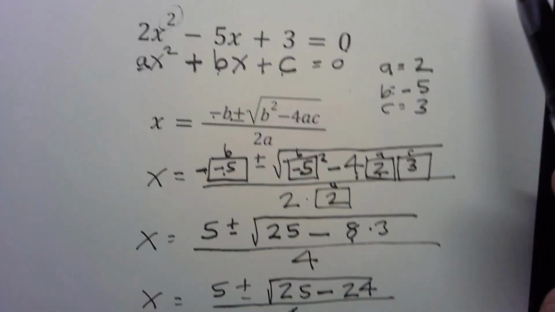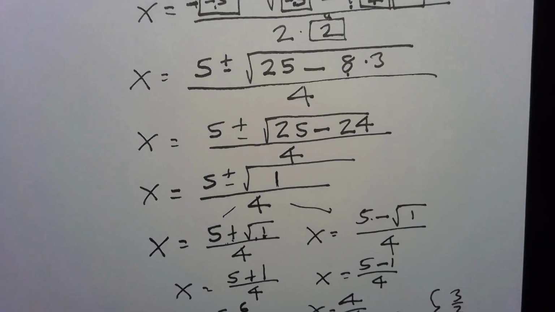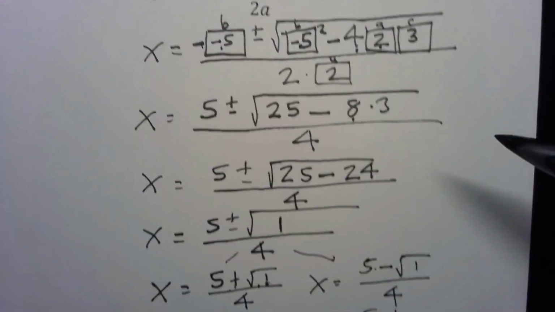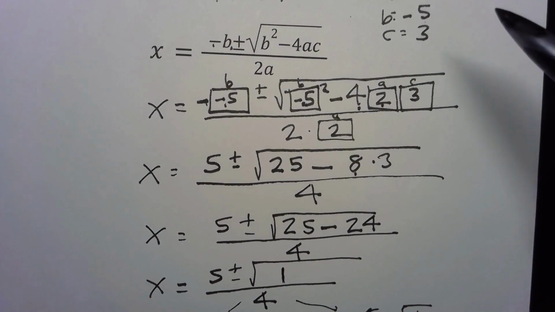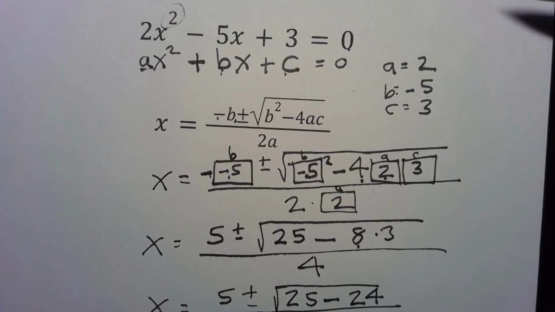We could check it by plugging those numbers back into our original equation and see if it gives us a 0. I'm not going to do that here just as a matter of saving time, but that is how easy it is to use the quadratic formula.